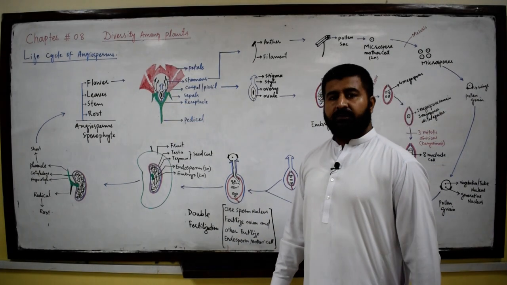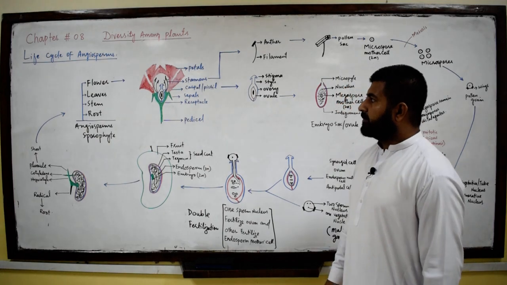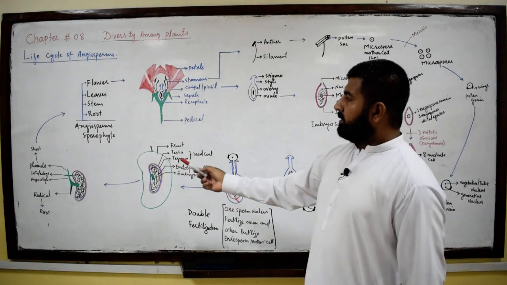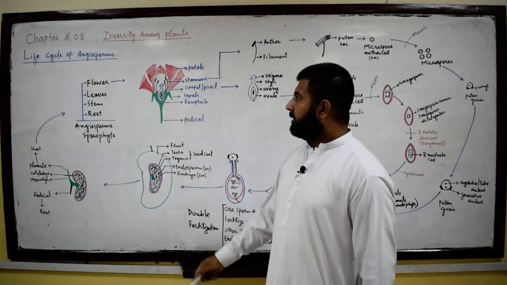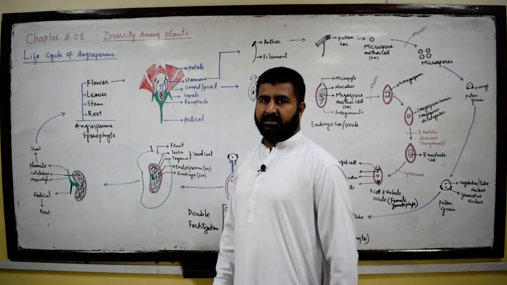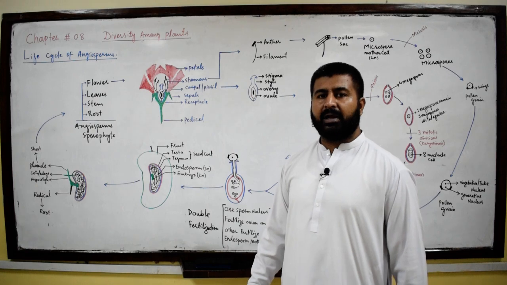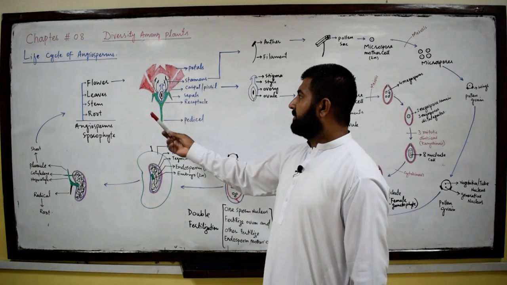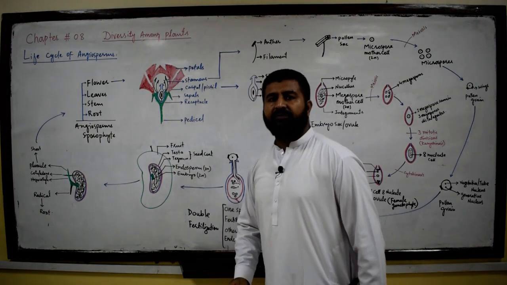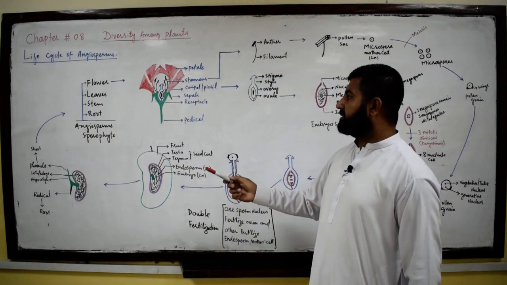Life cycle of angiosperms. When the sporophyte of angiosperm matures, it produces flowers. Flowers are the reproductive structures of the angiospermic plants. A flower can be differentiated into different parts.